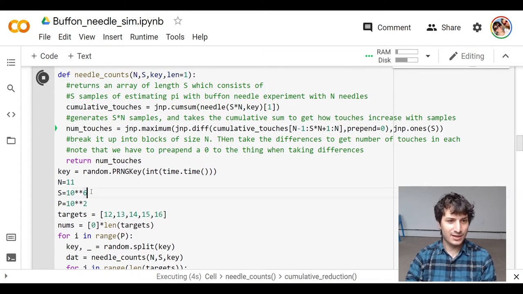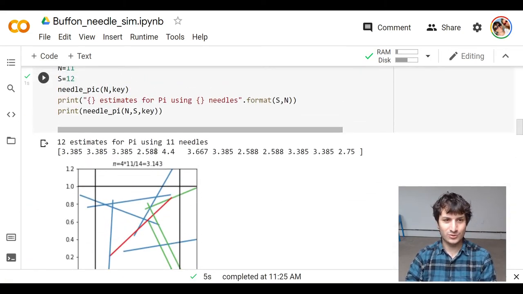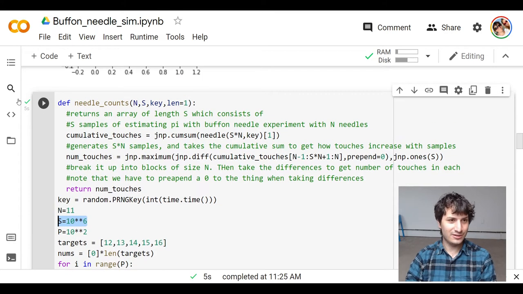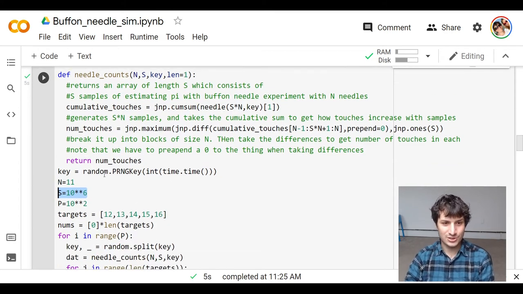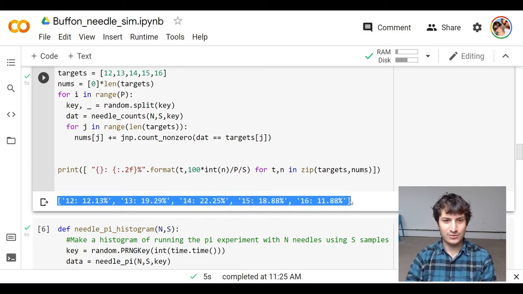And here I'm running it a million times. So I'm doing a million samples. In this last one, I only did 12 samples, but now you do it a million and you can see it only takes 5 seconds to run because it's all running on a GPU. And it returns a little thing that tells you how often you get different numbers of counts.